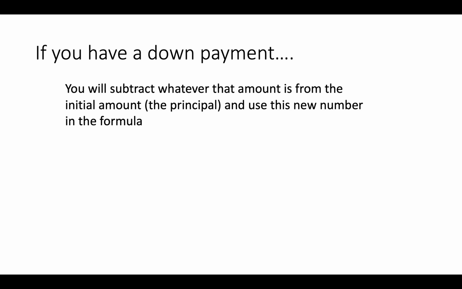If you have a down payment, so if we're talking about a house loan or a car loan, you're going to subtract whatever that amount is from the initial amount. So you're going to subtract it from the principal and use this new number now in the formula. You're not going to go back and use that old number. So say something costs $30,000 and you put $5,000 down. Well, you don't need to take out a $30,000 loan because you're putting $5,000 down. So you would do 30,000 minus 5,000, you get 25,000. So now your new number you're going to use in the formula is 25,000, not 30,000.